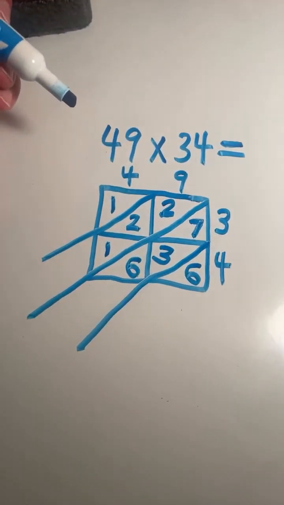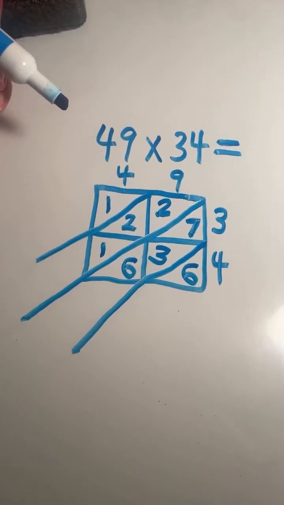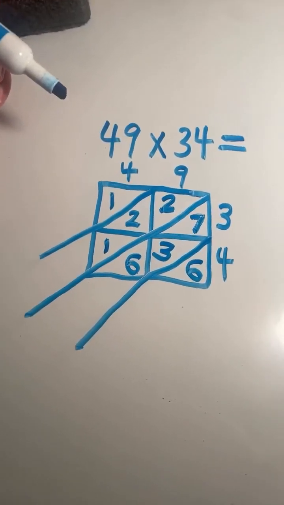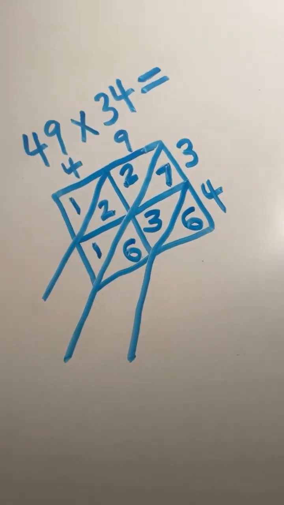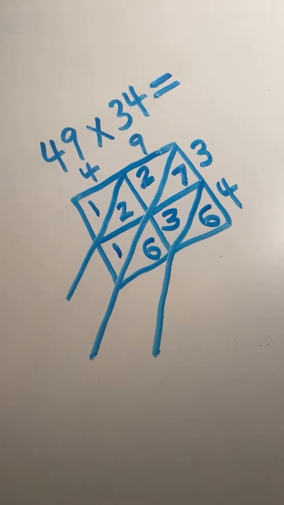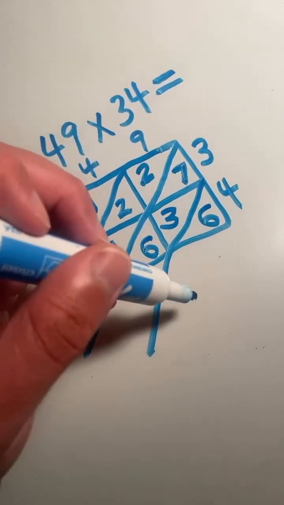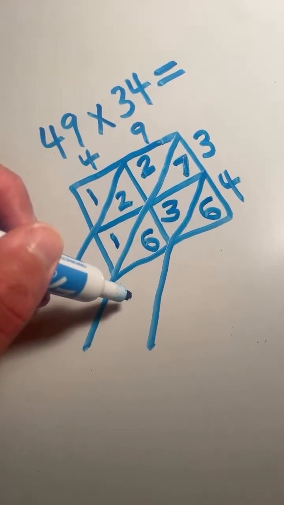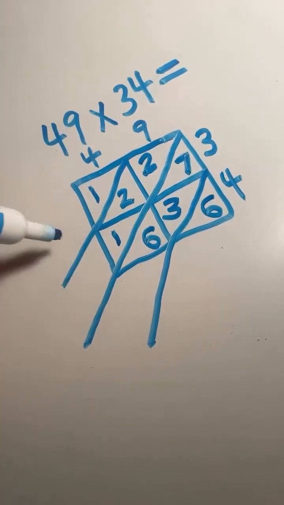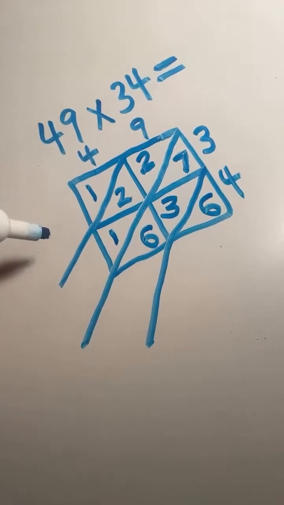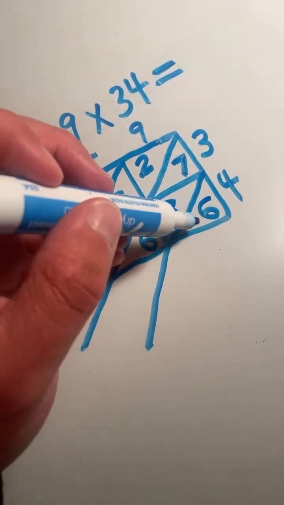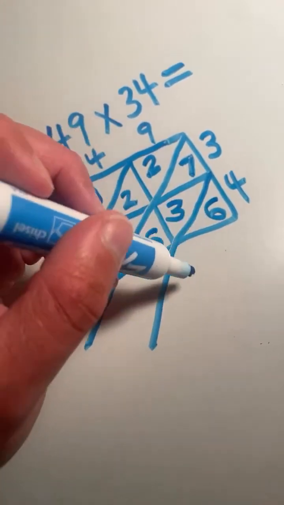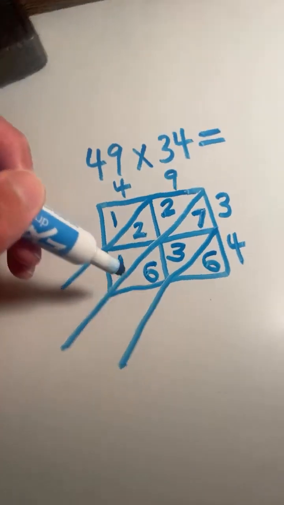All right, now we are going to add all the numbers in the squares, going along the diagonal lines. So if you look at the diagonal lines here, this represents the ones place, this represents the tens place, this represents the hundreds place, this represents the thousands place. Now looking along the diagonal line that represents the ones place, the only number inside the square is 6. So 6 is going to be the number in the ones place.